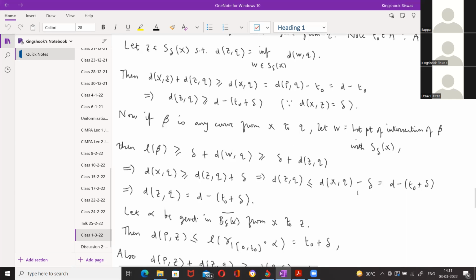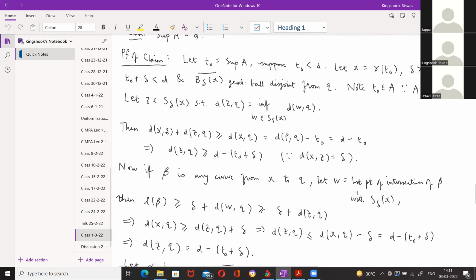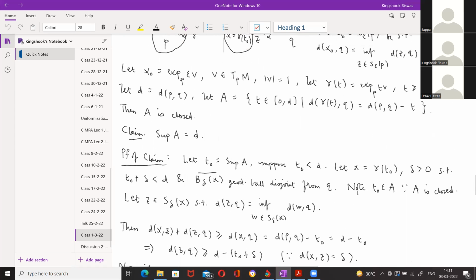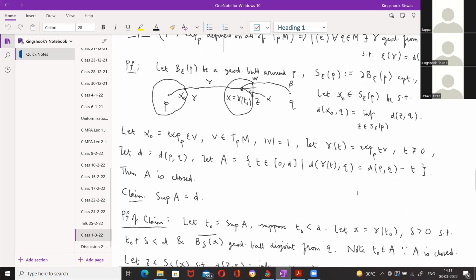So that means the distance from Z to Q is the distance from X to Q minus delta, right? So when you choose this, you can think of this as a discrete time algorithm. You move in steps of size delta. Imagine you're walking in the manifold and your step size is delta. So where do you want to move at each time? You want to move the distance delta in the direction which decreases the distance to Q as much as possible. And then what we show is when you do that, the distance to Q decreases by exactly delta, right?